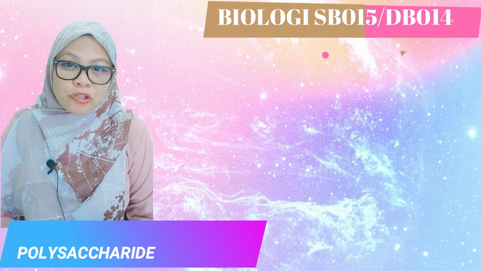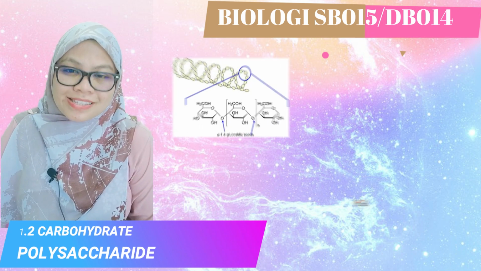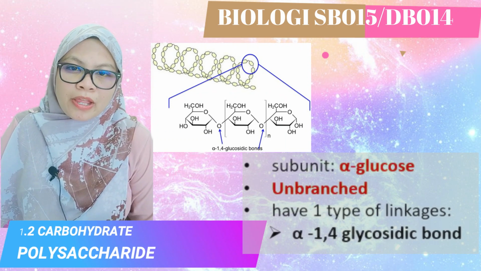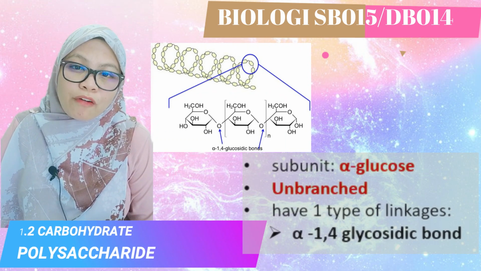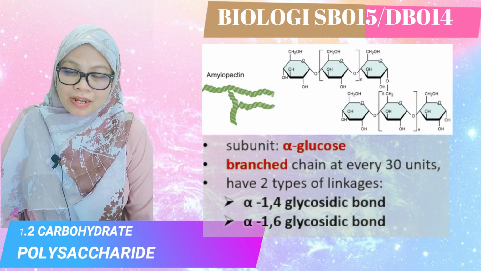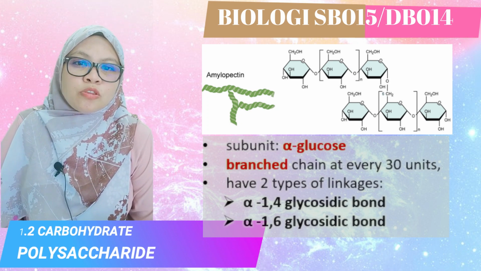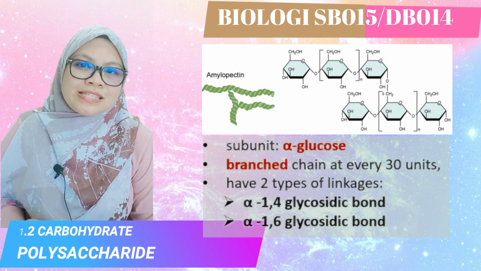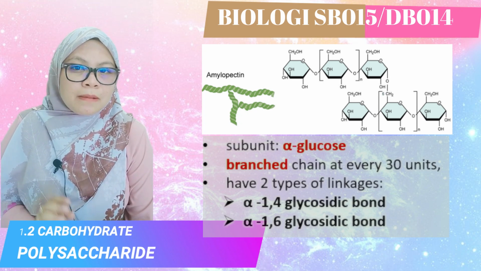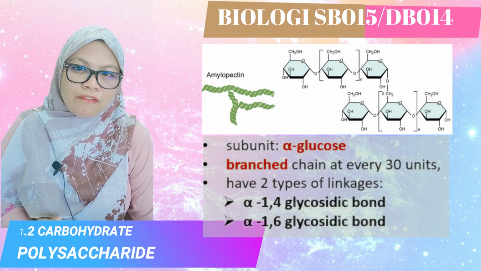Clearly from the diagram, we know that amylose is an unbranched chain, but amylopectin has a branched chain. For amylose, the alpha glucose is linked together by only one bond called alpha 1,4 glycosidic bond. Compared to amylopectin, since the chain is branched, carbon number 1 and carbon number 6 are linked together to form a branch, and the bond is alpha 1,6 glycosidic bond. In amylopectin, the branch is formed every 30 units of alpha glucose.